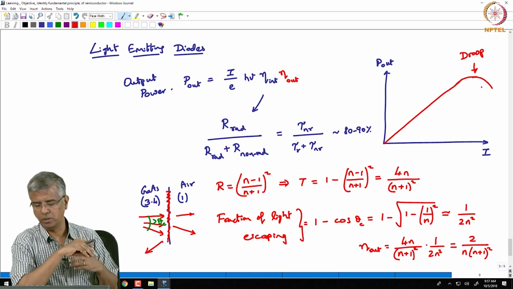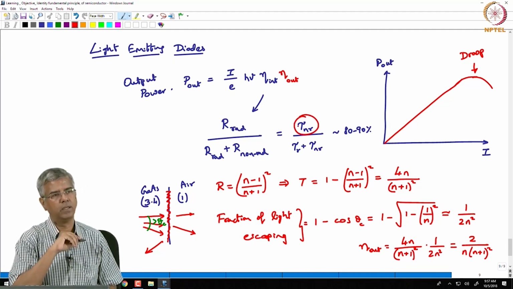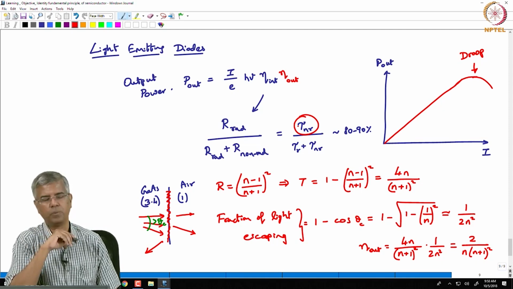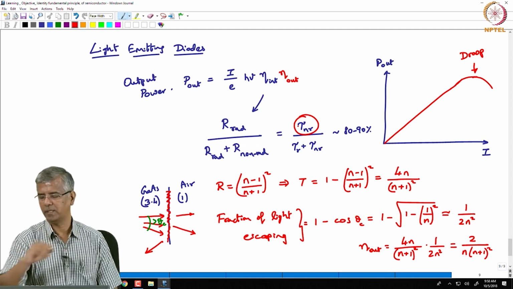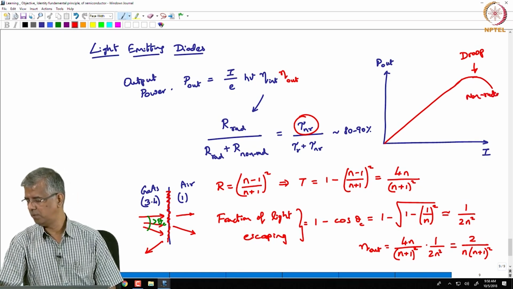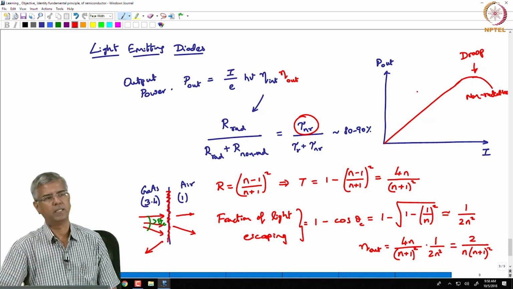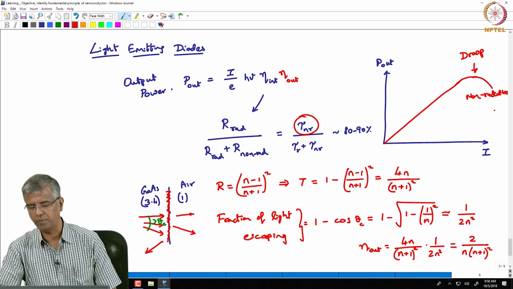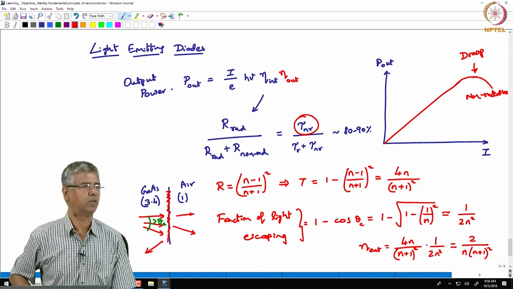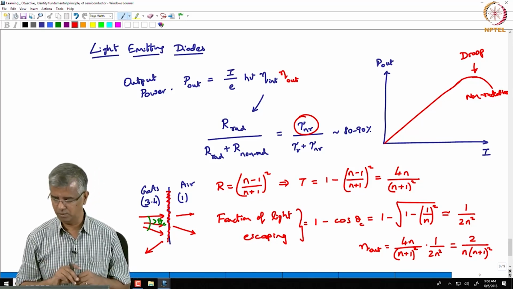So non-radiative processes become more probable than radiative ones beyond that point. Because non-radiative processes dominate, you will see the power dropping beyond that point, and it might even end up melting the junction if the heat is not taken out properly.